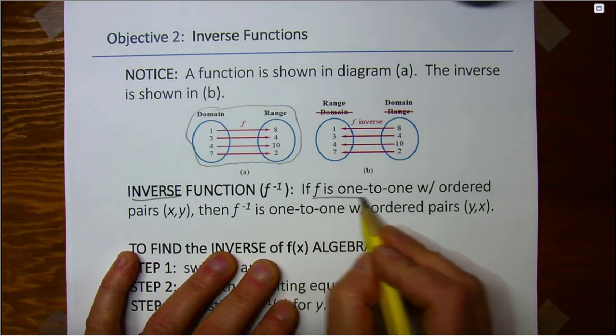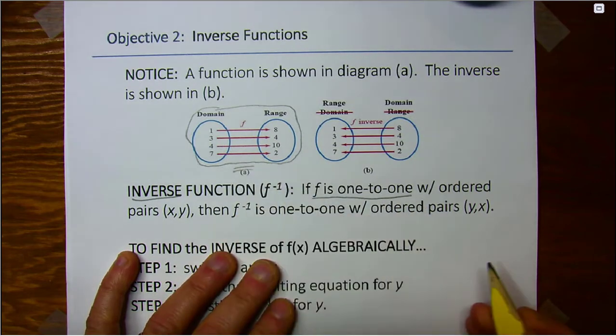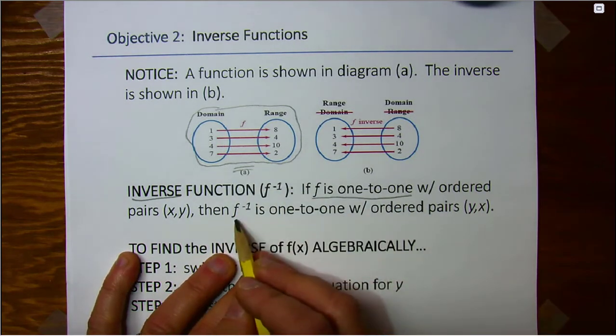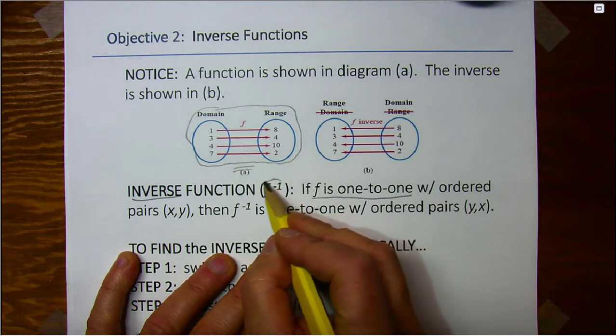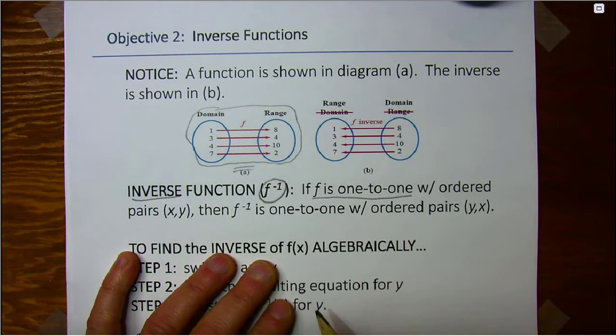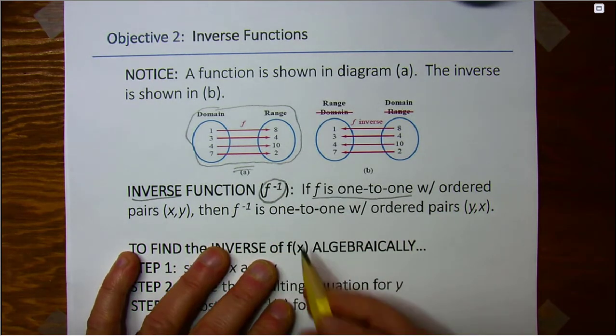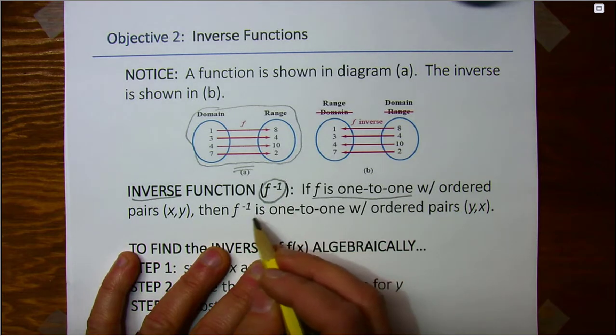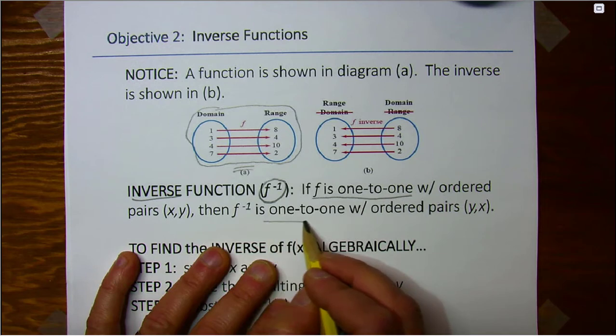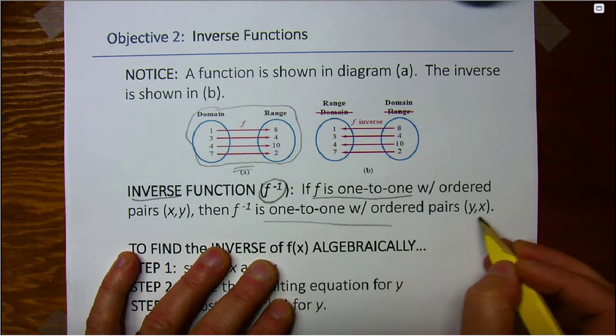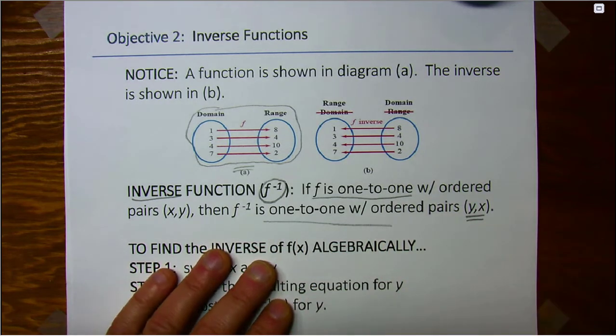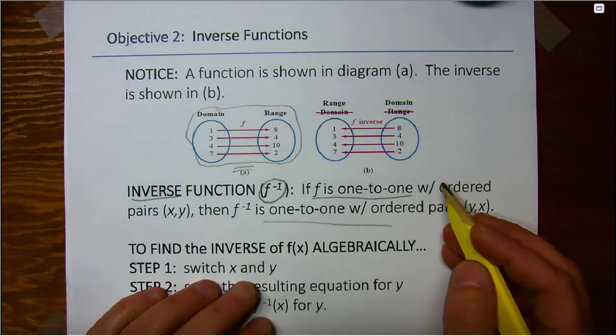If f is a one-to-one function, which this one on the left is, then the inverse function, and we represent that f with a little -1, what looks like an exponent, but it's not, then that inverse function is also going to be a one-to-one function, but instead of having ordered pairs x, y, it's going to be the y value and then the x value. So another way to say that is this.